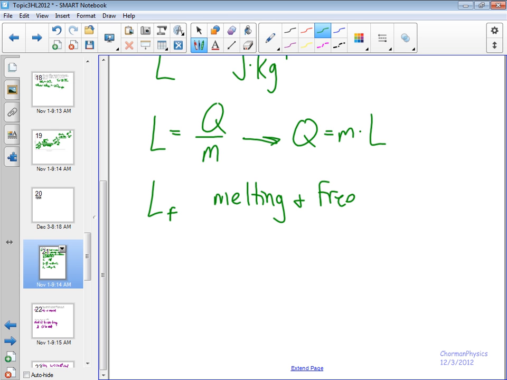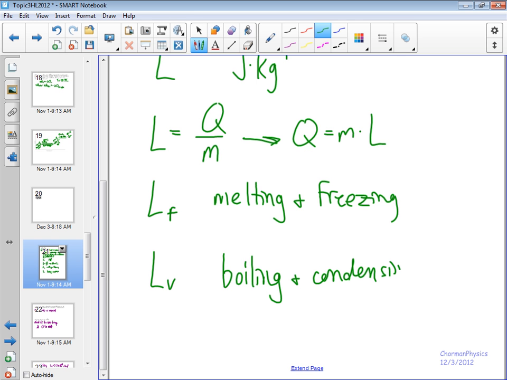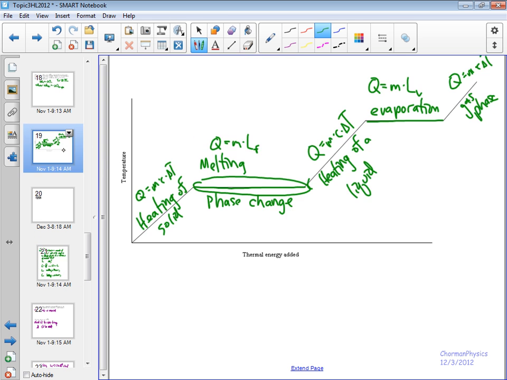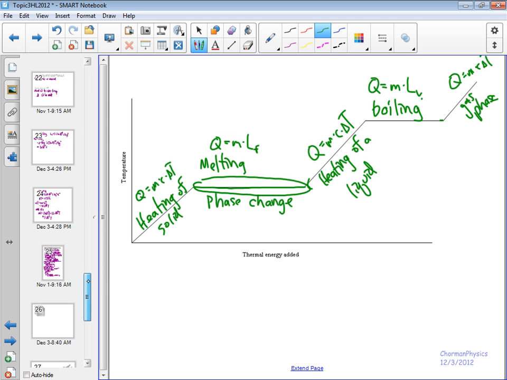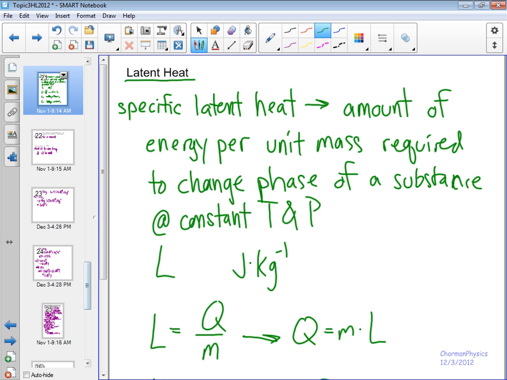And latent heat of vaporization deals with boiling and condensing. And actually, you know what? Go back to that phase change diagram. I would like to change something. Instead of saying evaporation, we're going to call this boiling right here. Okay? So there we go for that.